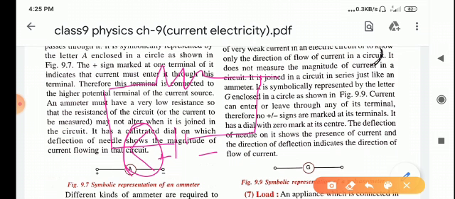Voltmeter represents the potential of the circuit, the potential of the resistance, and ammeter represents the current consumed in the circuit, and galvanometer represents the direction of the current. Okay.